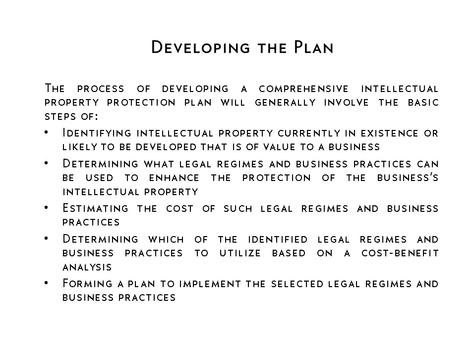The process of developing a comprehensive intellectual property protection plan will generally involve the basic steps of identifying intellectual property currently in existence or likely to be developed that is of value to a business, determining what legal regimes and business practices can be used to enhance the protection of the business's intellectual property, estimating the cost of such legal regimes and business practices, determining which of the identified legal regimes and business practices to utilize based on a cost-benefit analysis, and forming a plan to implement the selected legal regimes and business practices.